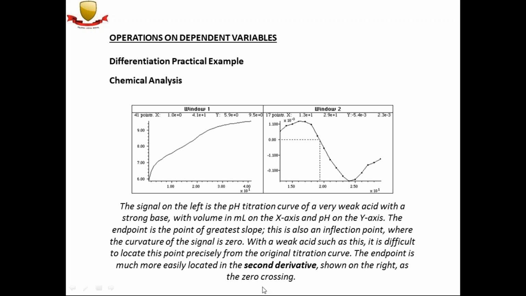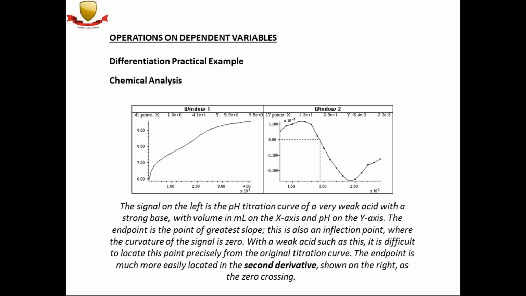You can see here that the first window is the first derivative and the second window is the second derivative of the signal. Let's take an example: the figures show the titration curve for the pH of a very weak acid with a very strong base, with volume in milliliters on the x-axis and pH on the y-axis.